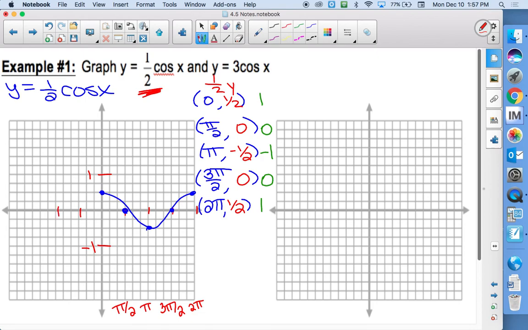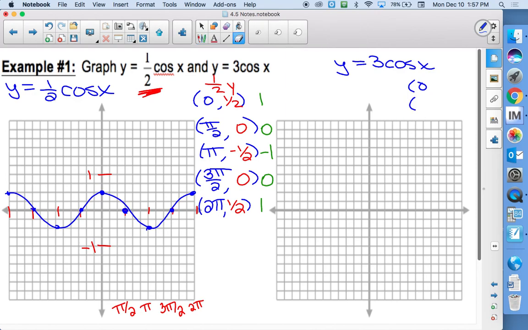And again, just mimic that on the other side of the graph so that you have 2 portions graphed, 2 cycles. So now we have a cosine graph that's half cosine instead of regular cosine. The other graph is y equals 3 cosine x. So the x values are the same exact x values. So we still have 0, pi over 2, pi, 3 pi over 2 and 2 pi.